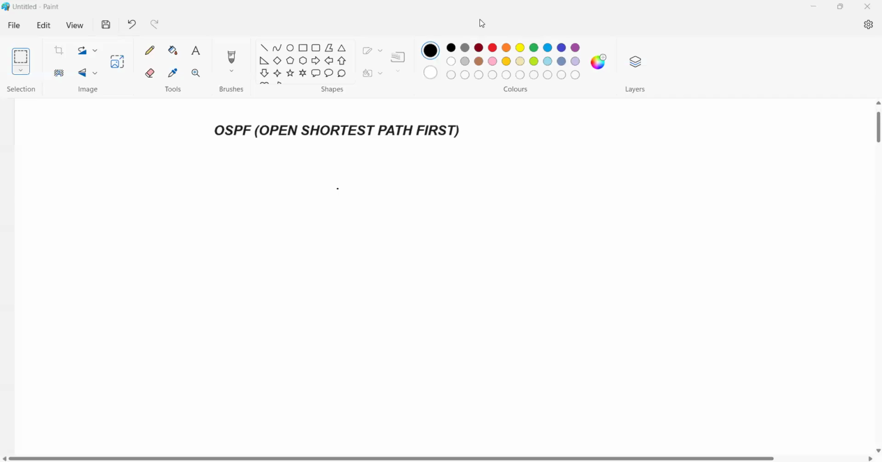So our new topic is OSPF. OSPF stands for Open Shortest Path First, and it is an IGP protocol, an interior gateway routing protocol. Mainly we will use this protocol on our LAN side, as well as the ISP guys also use it because it's an open standard protocol. It will work in Cisco devices as well as non-Cisco devices.